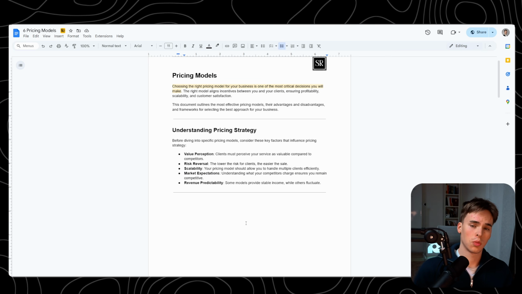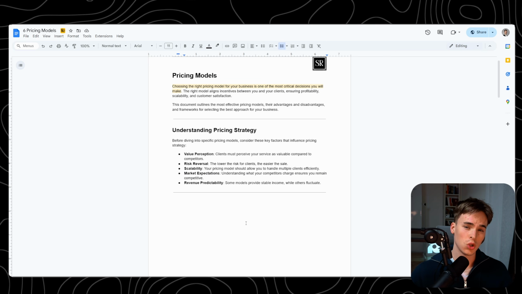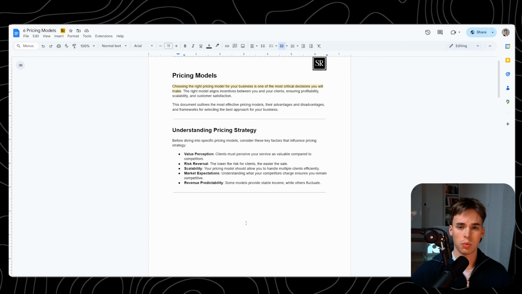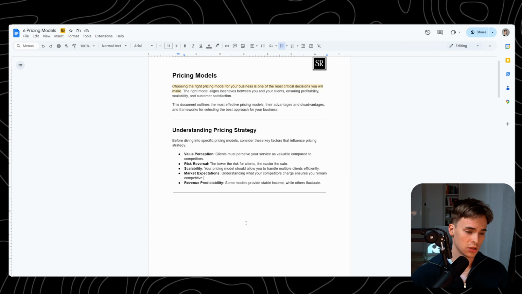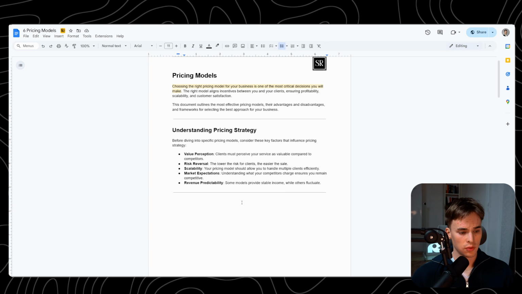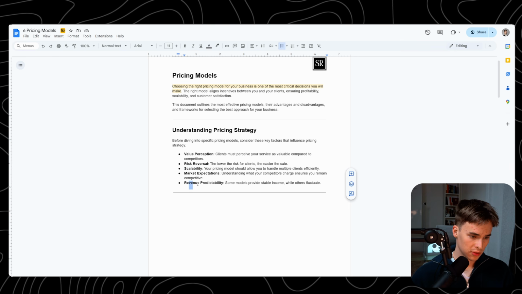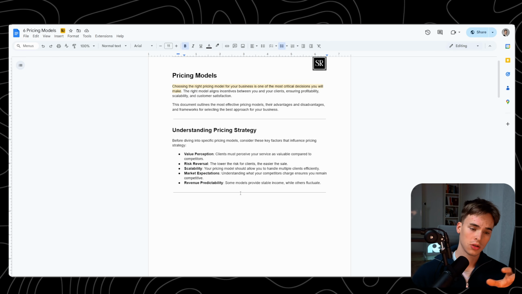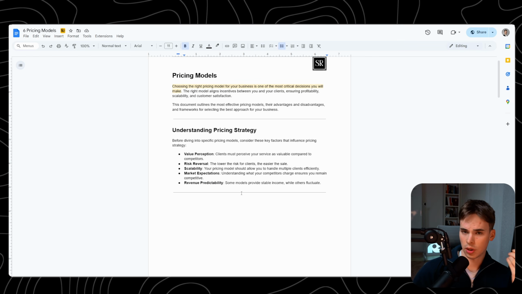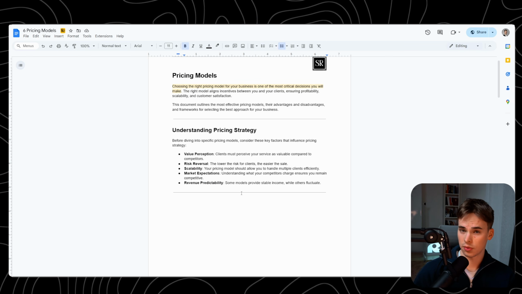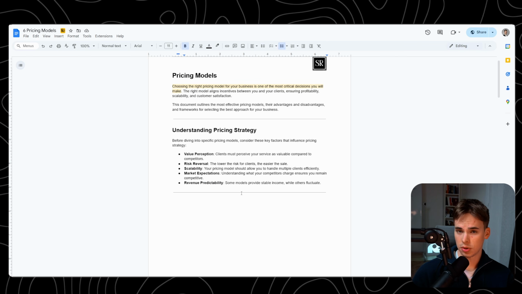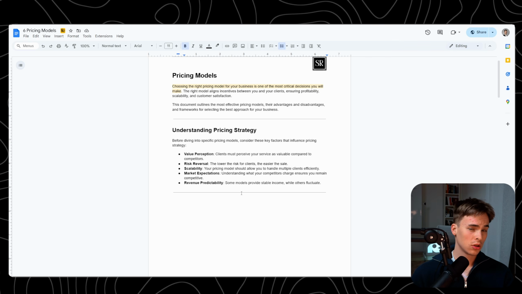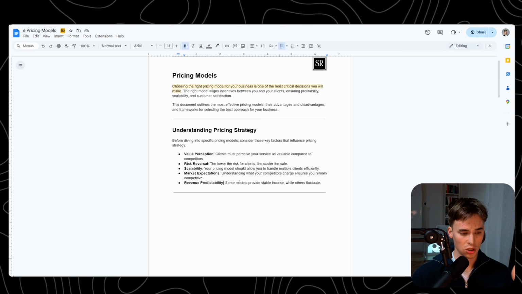You have to understand what the market is charging, and there's a reason why your competitors are pricing their products and services in such ways. So number 5 is revenue predictability. This goes back to scalability. Some models provide you with scalable income, while others fluctuate. You might get a one-time 25-30k per engagement type deal, but you're not going to get those every single day. That's the understanding behind it.